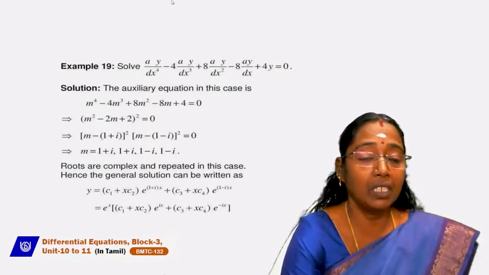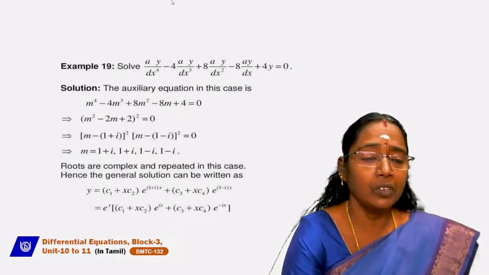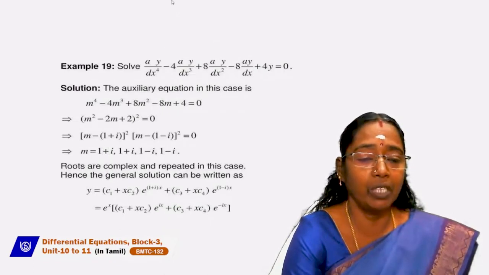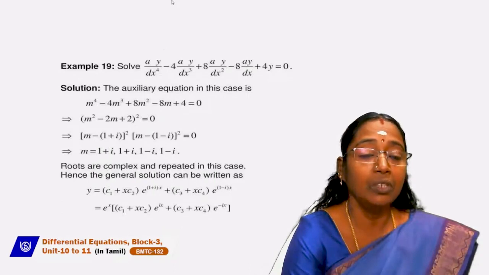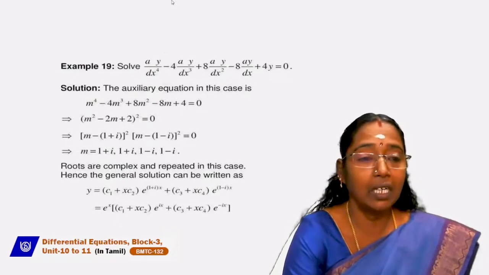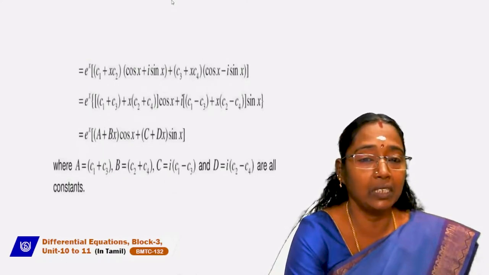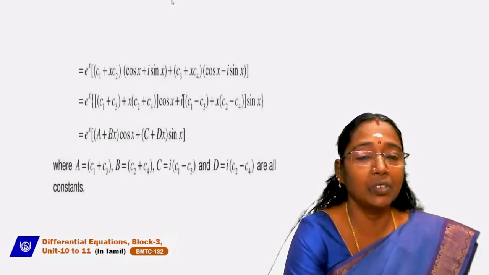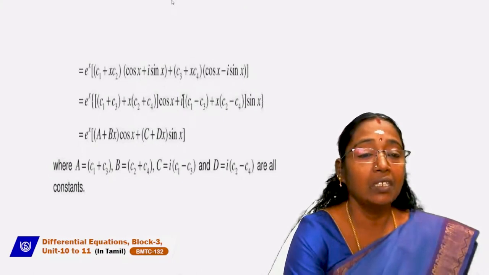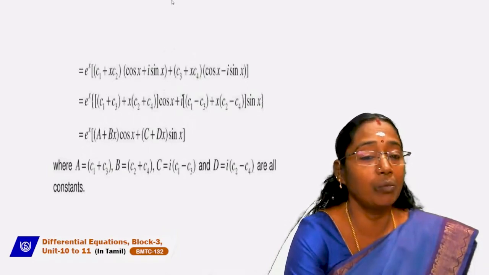One is e power x, the other one is e power ix. And then e power 1 minus ix can be split as e power x into e power minus ix. So in both terms, you have e power x common, so you bring e power x outside. Inside you have c1 plus x c2 into e power ix plus c3 plus x c4 into e power minus ix. So e power ix has the value cos x plus i sin x, and e power minus ix you substitute as cos x minus i sin x. Therefore, you have to separate it into real part and imaginary part.